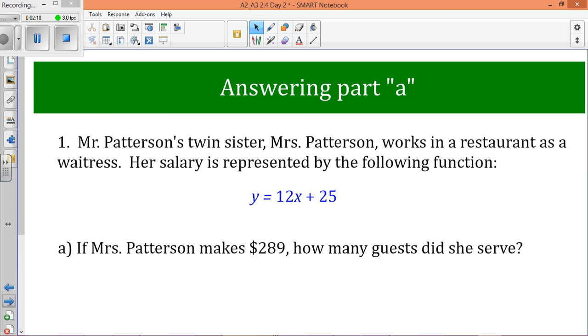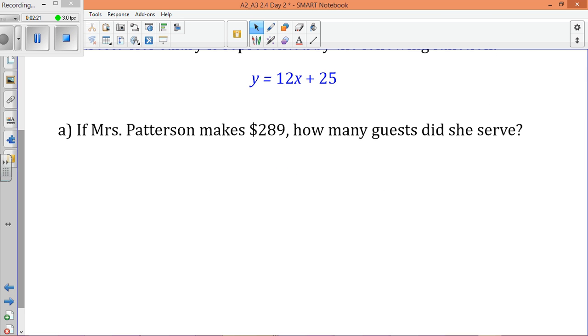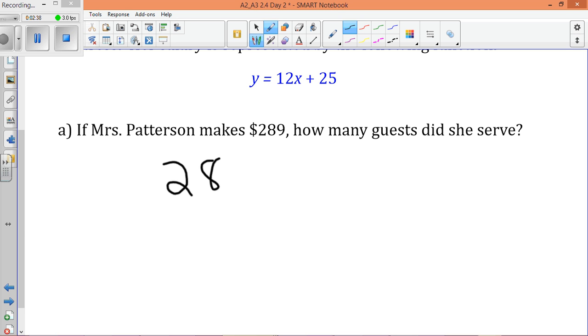Okay, answering part A. So Mrs. Patterson makes 289. How many guests did she serve? So as I said, what we're essentially doing here is we're substituting this 289 in for the value, because $289, the total salary in dollars, is the value of the dependent variable. Dependent variable is y, so we substitute 289 in for y, and we need to know that 289 is y. So to do that, we first need to identify what is the dependent variable in the situation. So that's why we're asking you to identify independent and dependent always first, because we use it to say, okay, if I'm given 289, is that X or Y? Well, I don't know unless I assess that the 289, the total salary in dollars, was the value of the dependent variable.